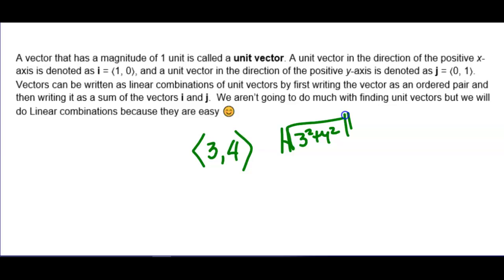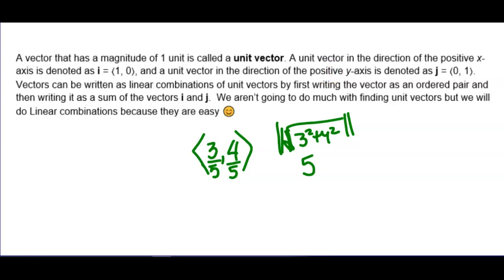By the way, those double bars, guys, are used for magnitude. The length of the vector is 5. Okay, so to make this into a unit vector, you divide both of these by the length. And so it's the same or equivalent to going over 3/5 and up 4/5. We're not going to do unit vectors, but we're going to do something with the combination form of these, okay?